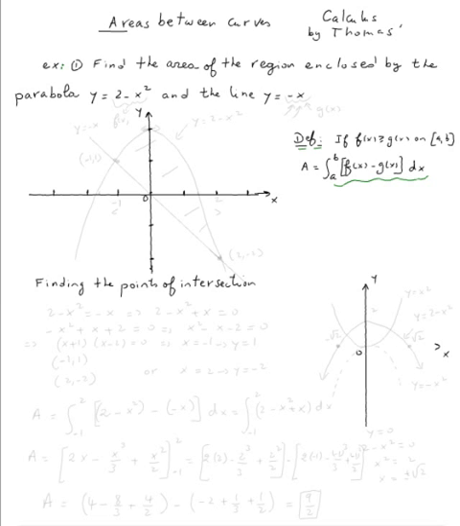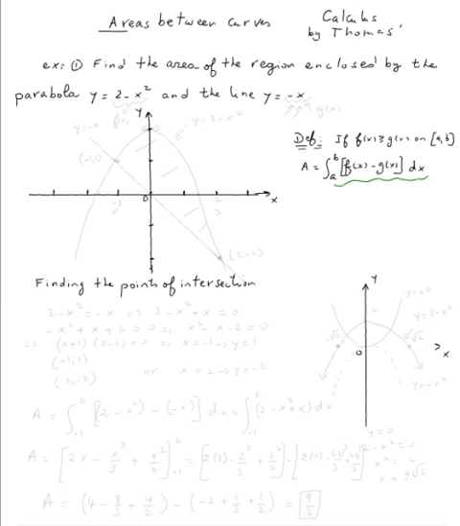So first, let's do this example. Find the area of the region enclosed by the parabola y equals 2 minus x squared and the line y equals negative x. So we're looking for the region between both. First we need to graph it. So how do we graph y equals 2 minus x squared?